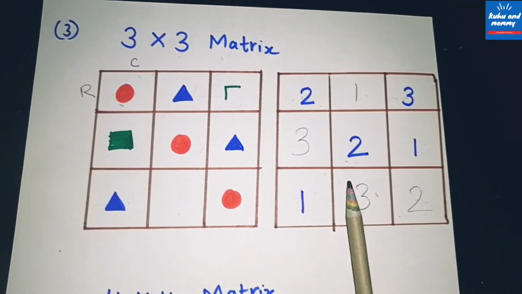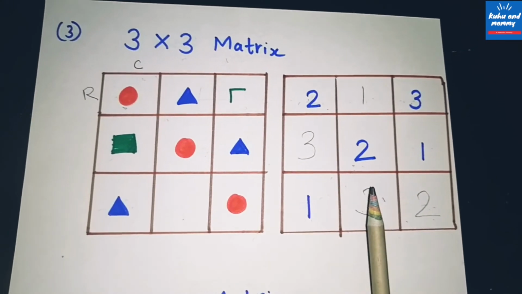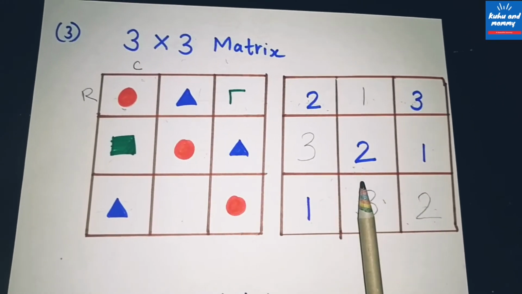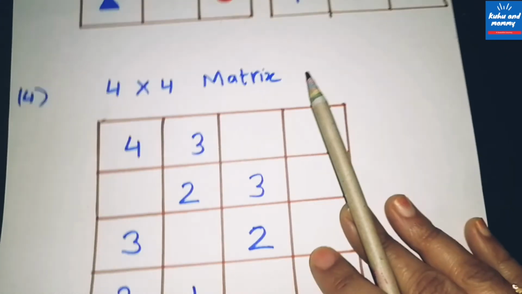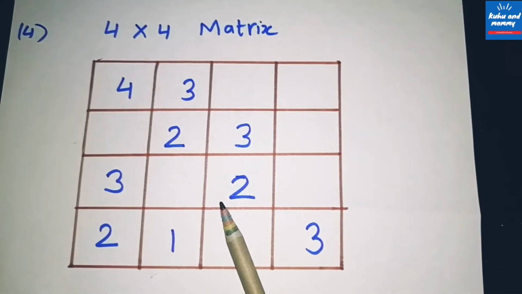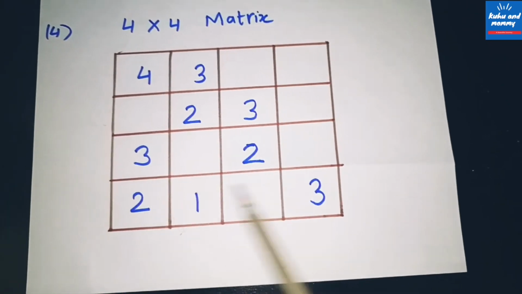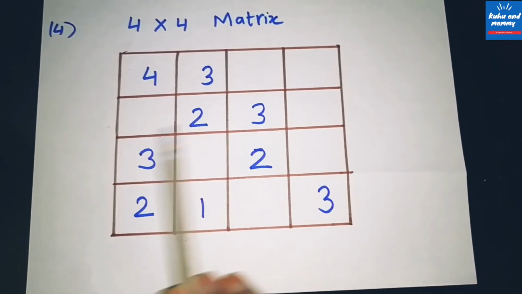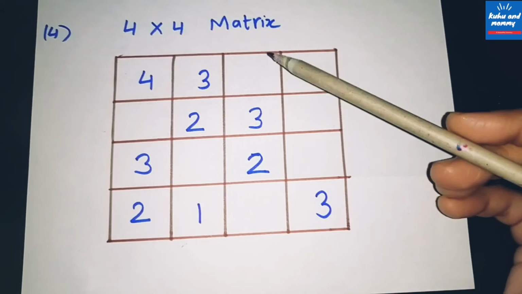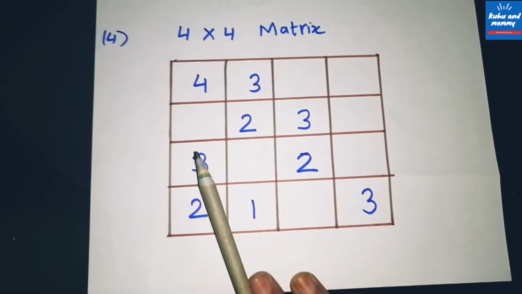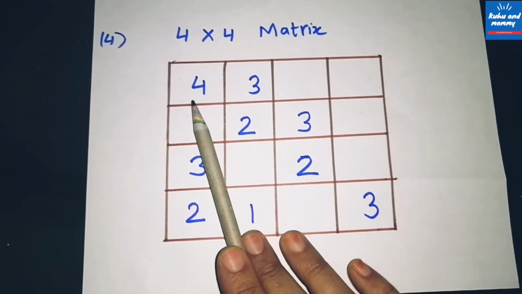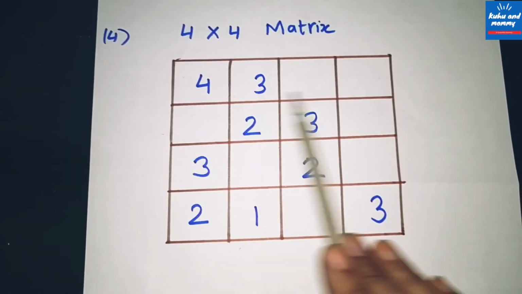Now after they have learned the 3 by 3 matrix, they are thorough with this one, then we can switch to 4 by 4 matrix. Okay, so we have to create a 4 by 4 matrix. This has 4 rows and 4 columns. And what we have to see, no number should be repeated in any row.